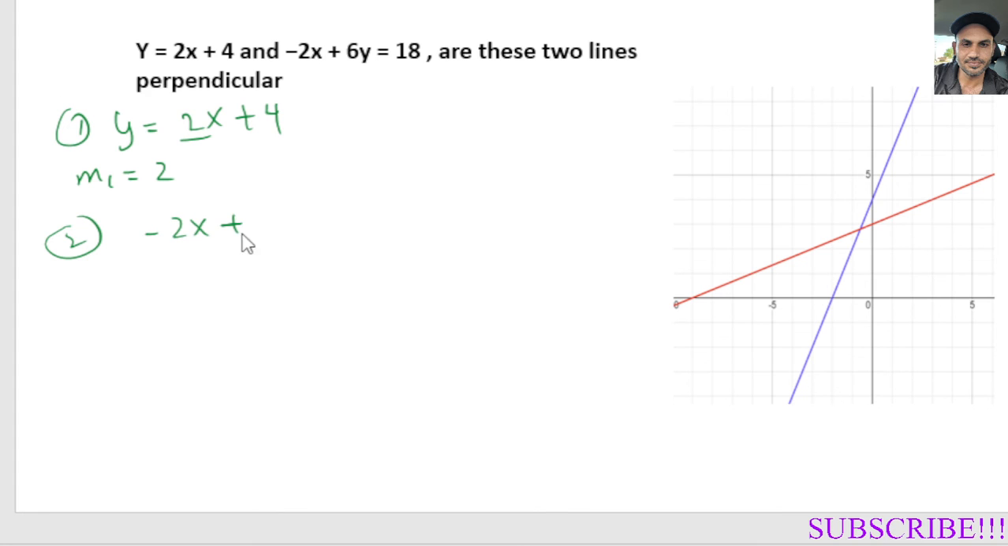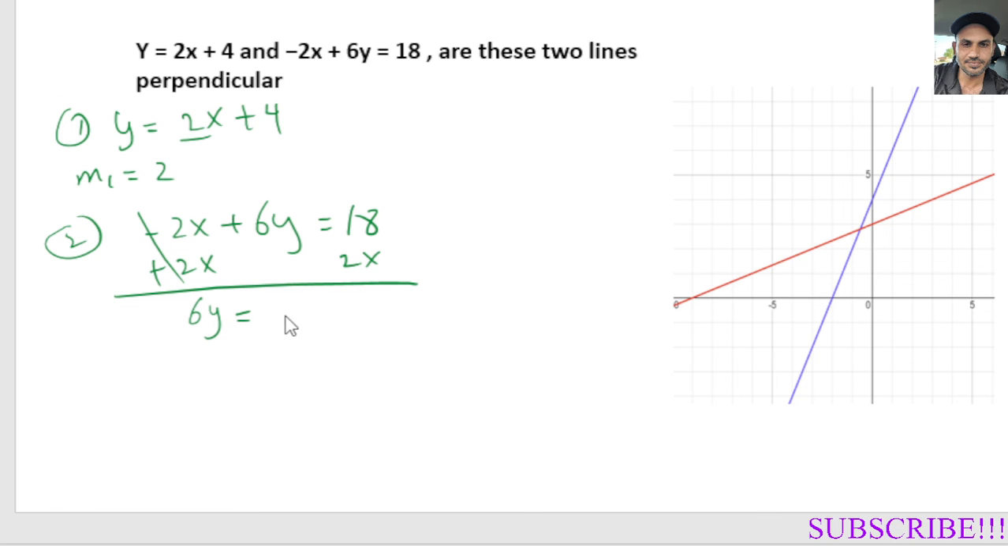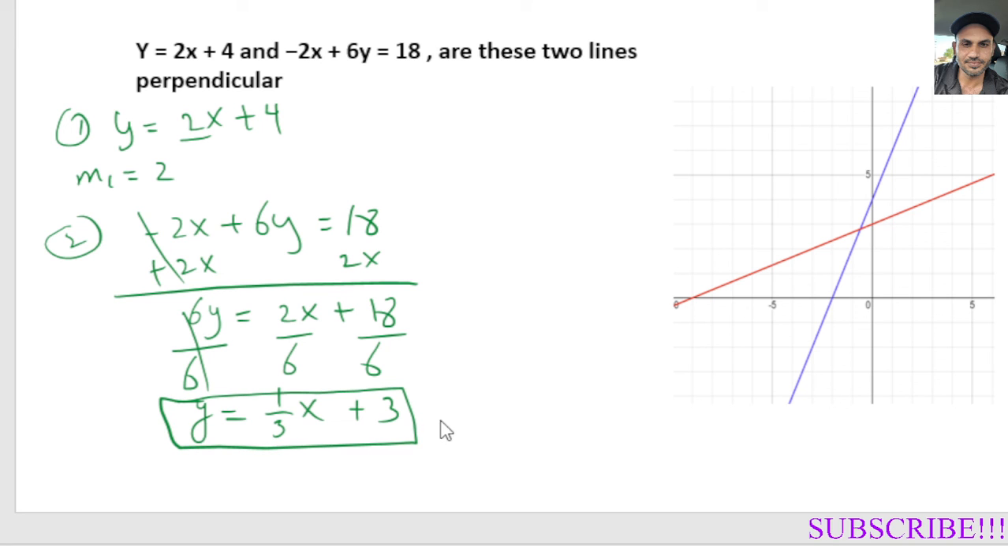negative 2x plus 6y equals 18. This one we have to actually solve. So we solve for y, so we eliminate negative 2x from this side. So we add 2x on both sides of the equal sign. So this is gone, and 6y equals 2x plus 18. And then you divide both sides by 6 to solve for y. So y equals 2 over 6, which is 1/3 when you simplify it, and 18 divided by 6 is 3. So this is your equation of the second line. So m2 equals 1/3.